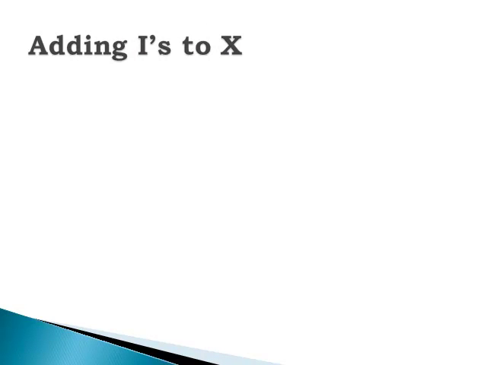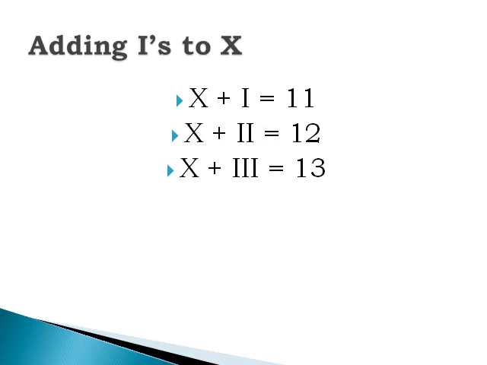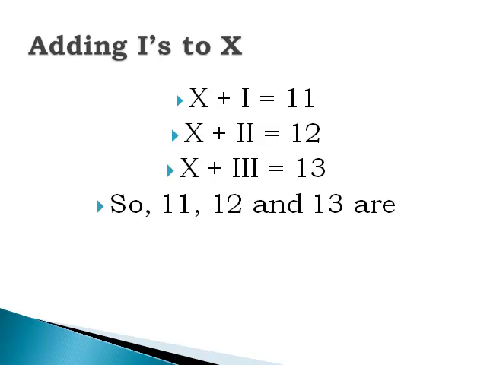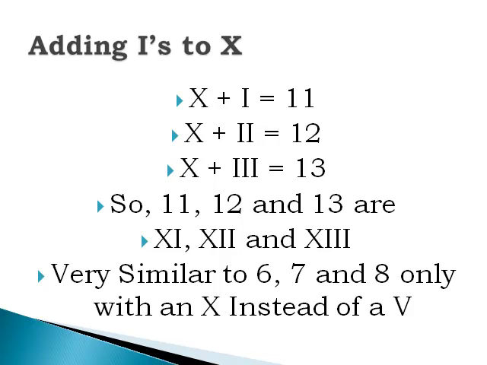Similarly, you can add I's to X's when an I follows an X, and you would be adding a 1 to a 10. So X plus I equals 11, X plus II equals 12, X plus III equals 13. So 11, 12, and 13 are XI, XII, and XIII. You can see how this is very similar to the 6, 7, and 8. Only we're adding 10s to each one because they proceed with an X instead of adding a 5 with a V as in 6, 7, and 8.